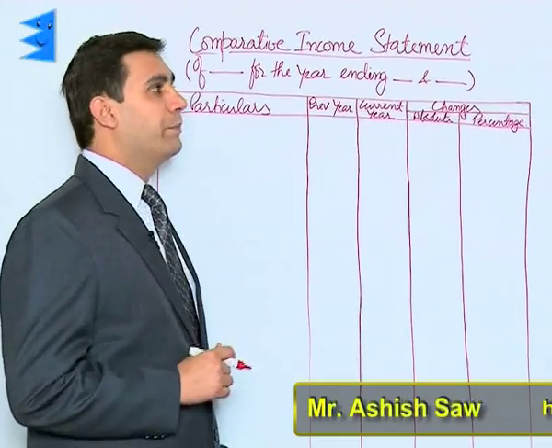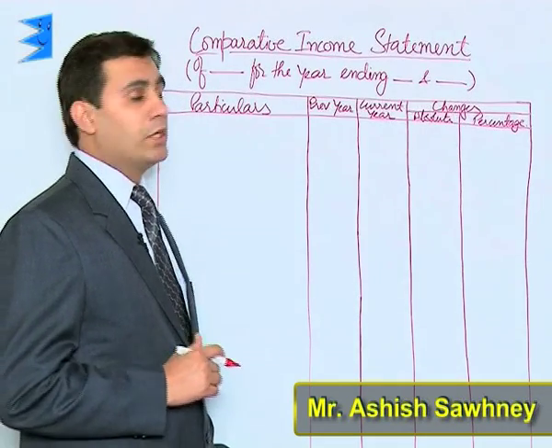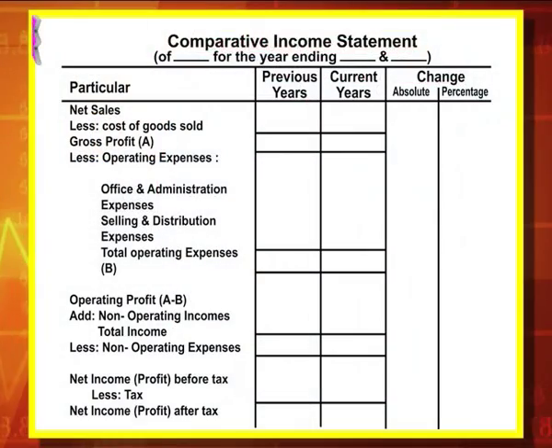Coming to the format of comparative income statement. Now students, the format appears like this. On the top you will write comparative income statement, or we can write comparative profit and loss account. Here the name of the company or the businessman would appear. For the year ending dash and dash, that means the 2 years for which we are actually comparing the performance.